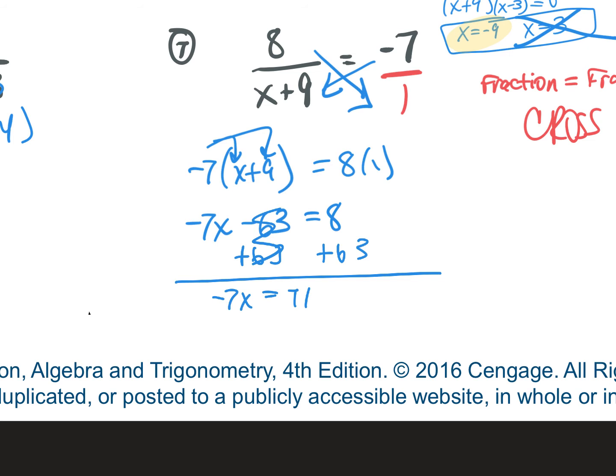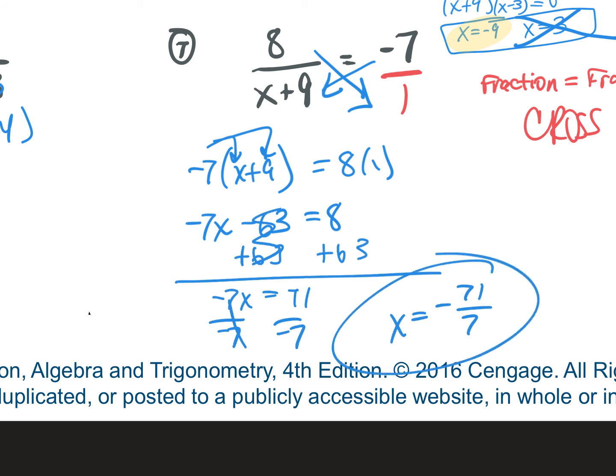And then what do I do with the -7? I'm going to divide both sides by -7. So I get x equals -71 over 7. It doesn't matter where you put the negative. What should I check to make sure does not happen? We've got to make sure there are no extraneous solutions. When I take that -71 over 7 and plug it in here, -71 over 7 plus 9, is that going to make my denominator 0? No. So then we're good.